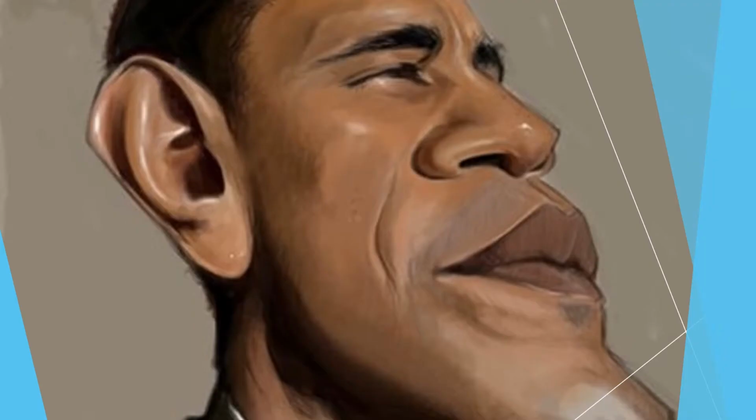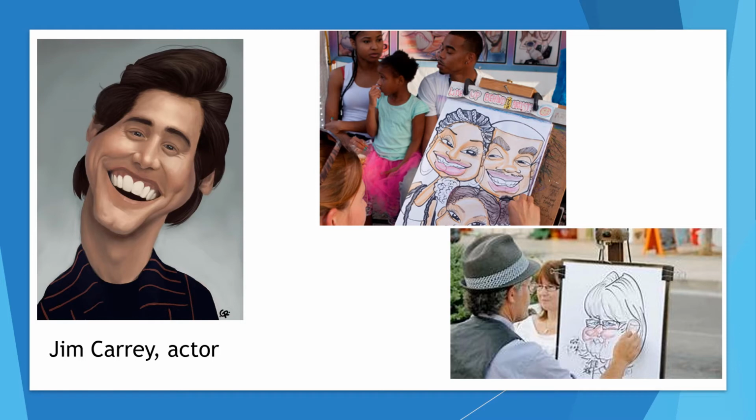Do you recognize who this caricature is? If you guessed past President Barack Obama, you are correct. Do you see how you can tell who the person is, but it's really a funny picture? Here's another caricature of a famous actor named Jim Carrey. You may have seen him in the movies.